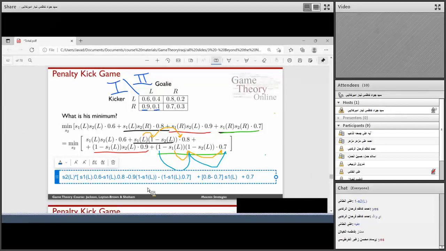Okay, let's just double check everything. How many terms we got? 1, 2, 3, 4, 5, 6, 7, 8, 9. That's right. So this one's right. Yeah, this is good. Now we need to simplify this.